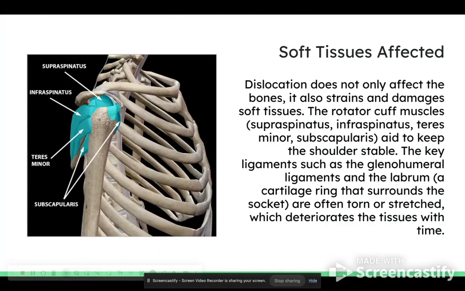Soft tissues that are affected. When the shoulder is dislocated, it's not just the bones that are affected. The rotator cuff muscles, the supraspinatus, infraspinatus, teres minor, and subscapularis play a key role in stabilizing the joint. Ligaments, the glenohumeral ligaments, and the cartilage ring known as the labrum can also be torn or stretched. The bicep tendon, which is attached near the socket joint, may also be strained or even injured.